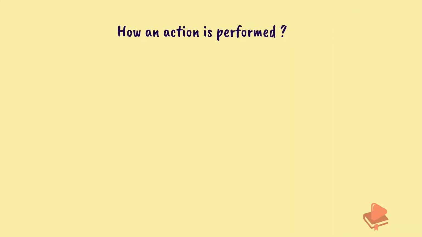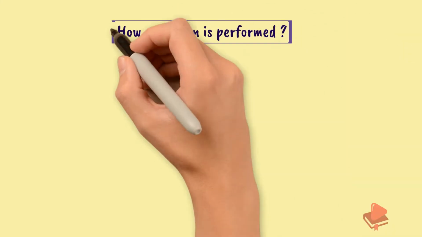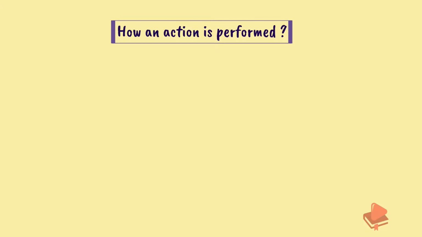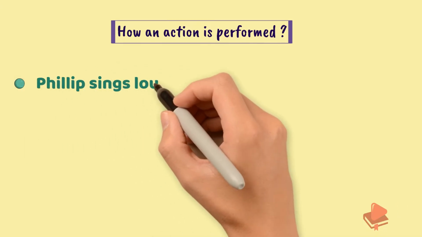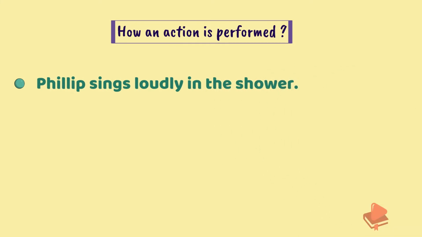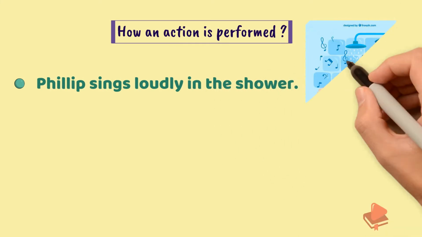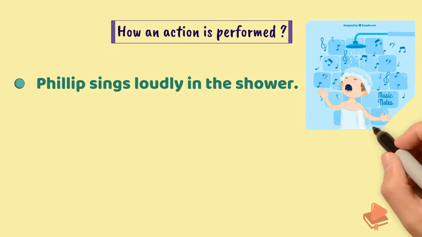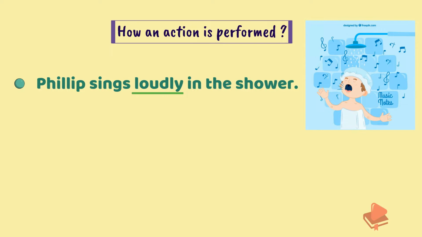Firstly, we shall see the adverb that describes how an action is performed. Let's understand this with a few examples. Philip sings loudly in the shower. Here we can identify that Philip sings, but how does he sing? He sings loudly. The adverb in the sentence answers the question in what manner. So, loudly is describing the manner in which Philip sang, and hence it is an adverb.